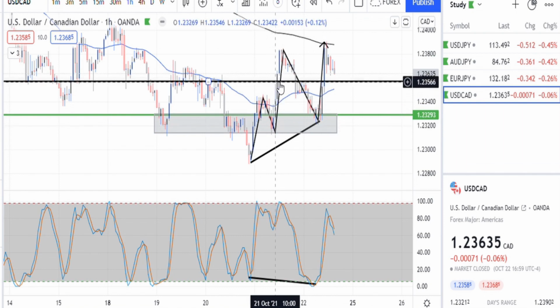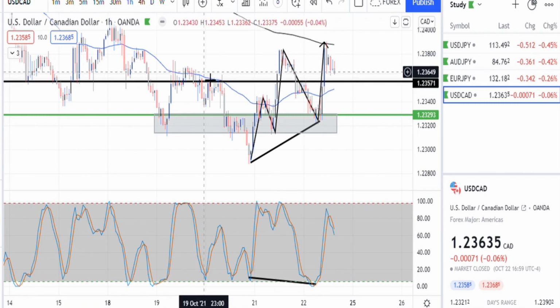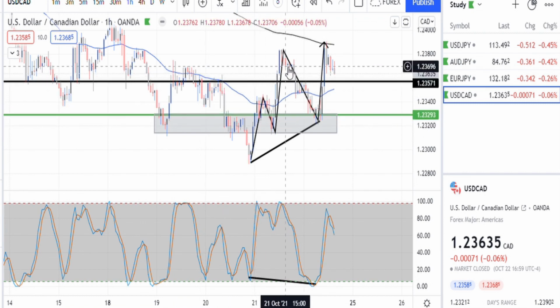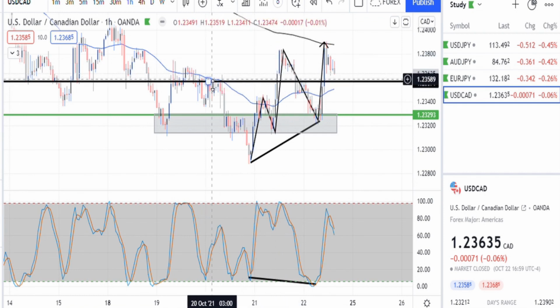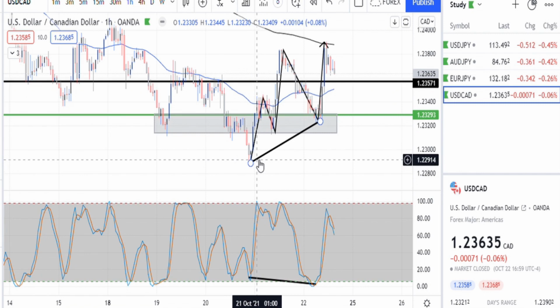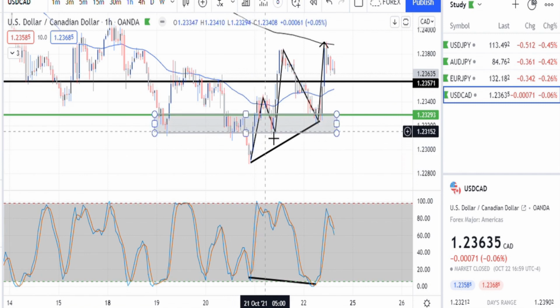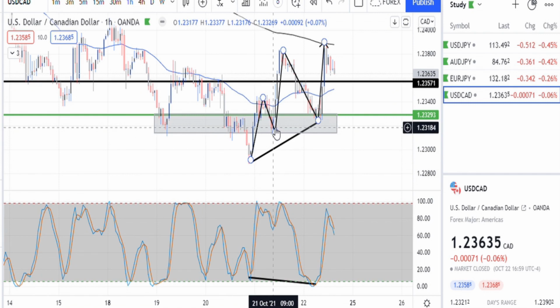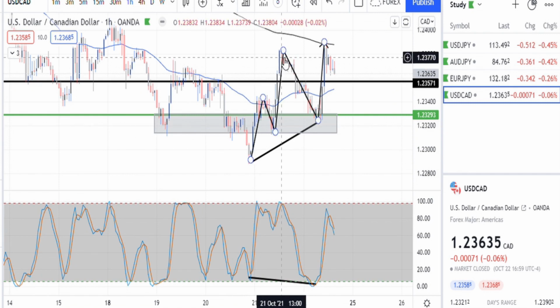So going off of his confirmations, we have a price break going above a previous lower high. We also have a higher low. So that's a sign of reversal, right?